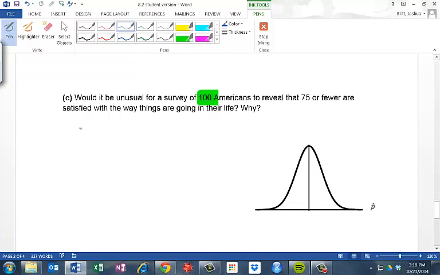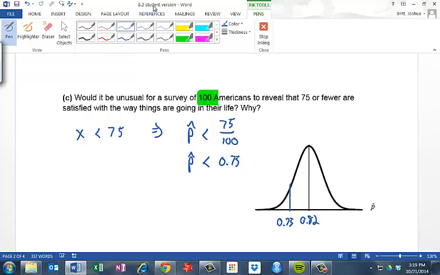So 75 or fewer implies that p hat is less than 75 over 100. So p hat is less than 0.75. So saying less than 75 out of 100 is the same thing as saying the percentage is less than 75%. So now we'll label our mean 0.82, label our boundary point 0.75, and we'll shade in everything to the left.